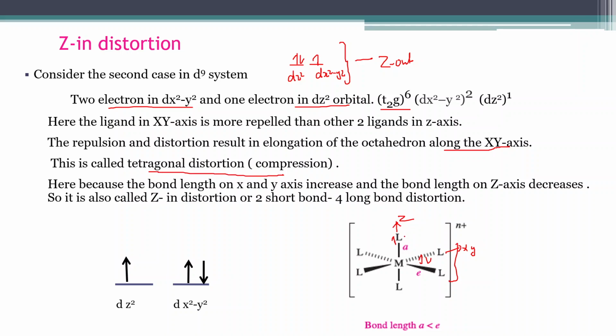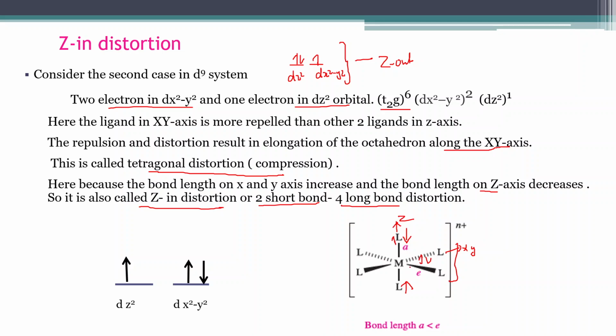It is called compression because the z axis is getting closer, and we are considering it with respect to the z axis. So this is called tetragonal distortion compression. Here the bond length of the xy axis increases and the bond length of the z axis decreases. Because of the decrease in z axis bond length, we will call this distortion Z in distortion, or two short bond, four long bond distortion.